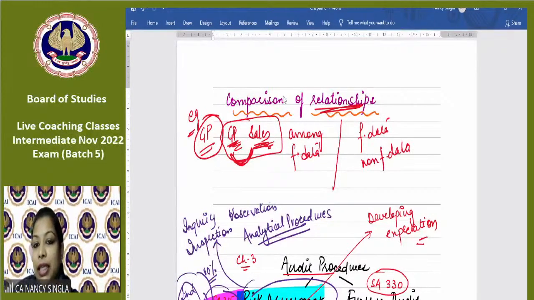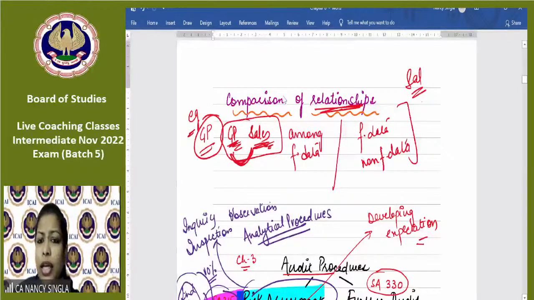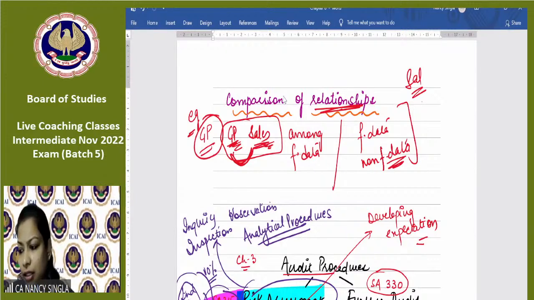For example, the example of salaries that we have taken, that number of employees multiplied by salary. Or it can be what? Another example of non-financial data. Tell me, what all can it be? For example, auditor.